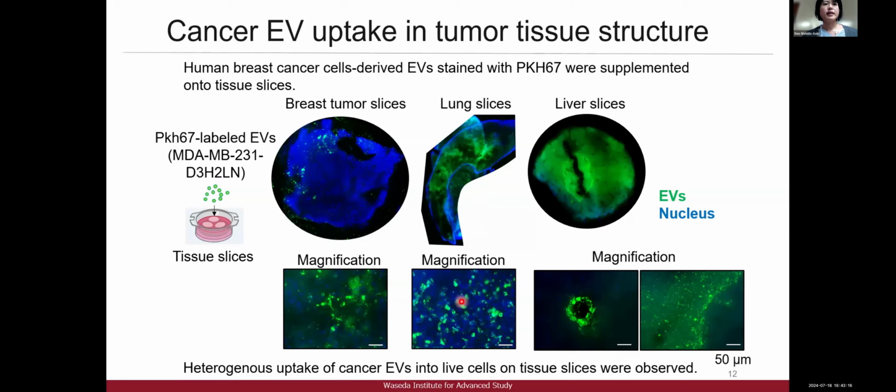So you can see that some of the cells on the tissue slice cultures are actually incorporating the supplemented EVs and show the green signals. And especially, you can see that the uptake pattern is uneven. So not all the cells on the tissue slice culture are incorporating the cancer-derived EVs, but some of the cells are preferentially taking up the EVs. So this image shows that.